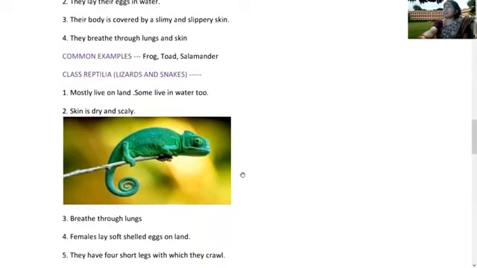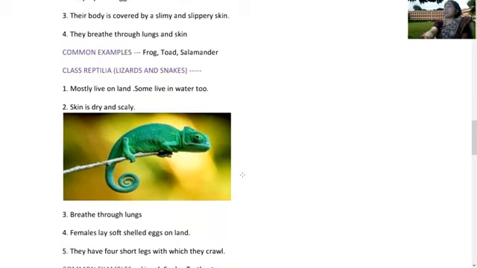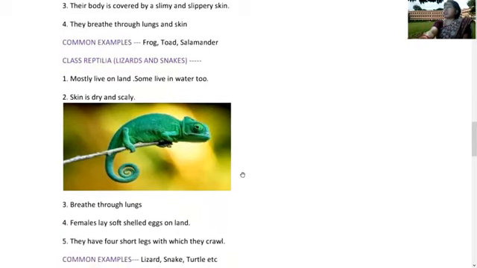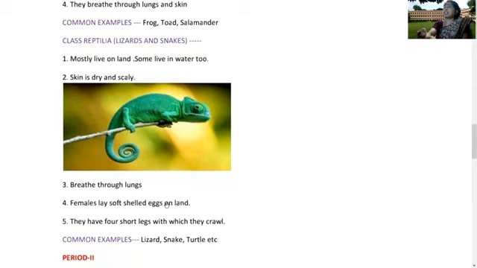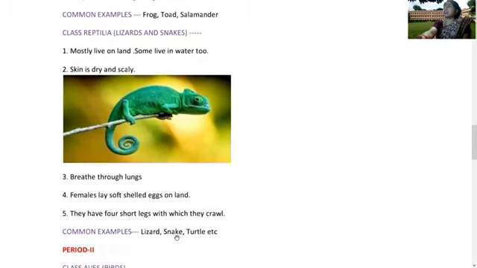Normally, you saw that amphibians lay eggs in water, but reptilia also lay eggs. But what type of eggs are there? They are soft-shelled eggs, right? And normally they lay eggs on land, right? These animals have small legs, which help the animal to crawl, right? So these types of animals are crawling animals. Examples are lizard, snake, turtle. These are basically the reptilia.